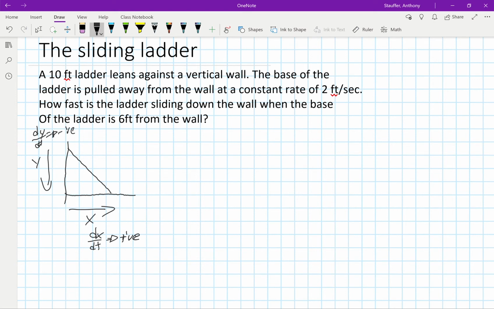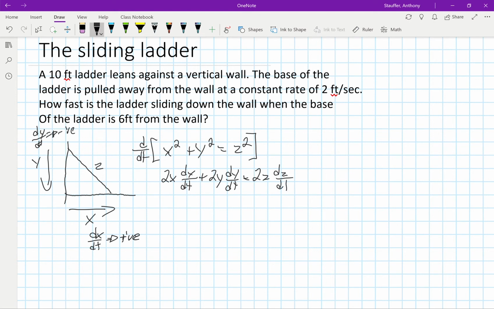Now, I'll label my ladder as z, and we get that x squared plus y squared equals z squared, which is your classic Pythagorean identity. From here, we're going to take the derivative of this relationship. So I take the derivative with respect to time, d over dt, and that will give me 2x dx over dt plus 2y dy over dt equals 2z dz over dt.